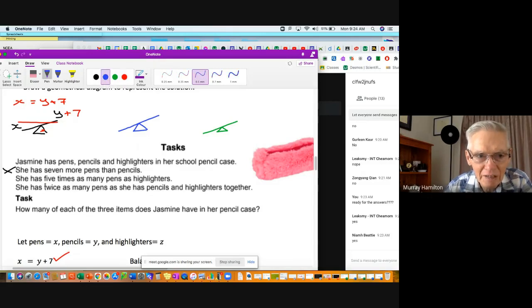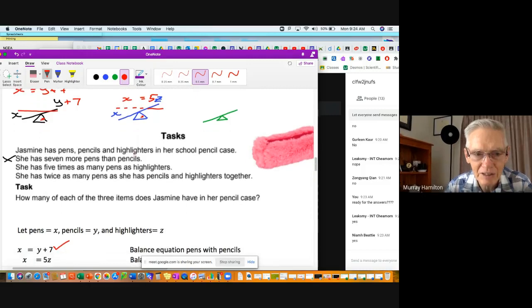She has 5 times as many pens as highlighters. So the pens are down here and the highlighters are up there. To make it equal along here, which one do I have to multiply by 5? I would have to multiply that one by 5 to bring it up, to balance it. So I got x equals 5z.